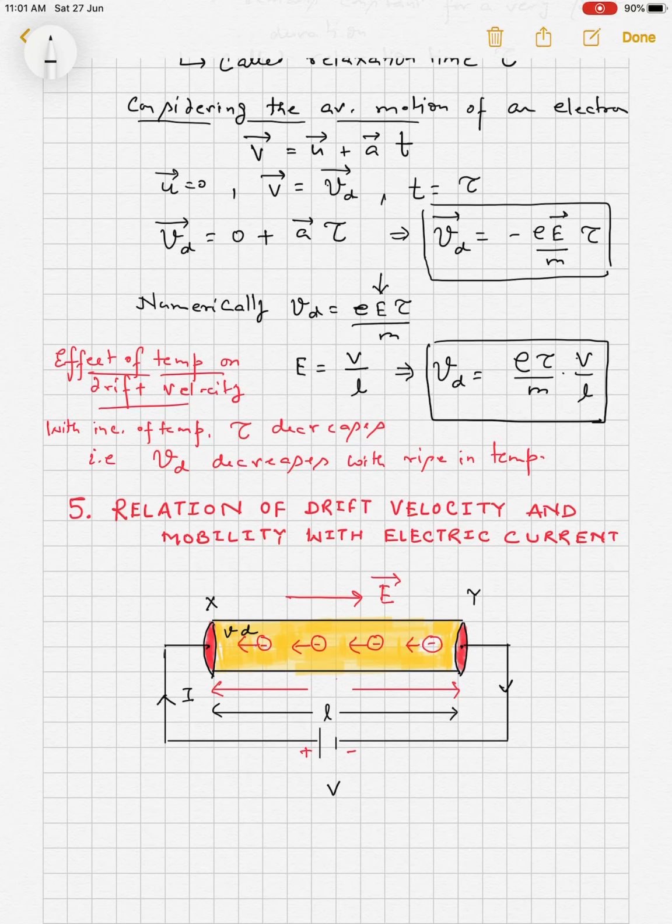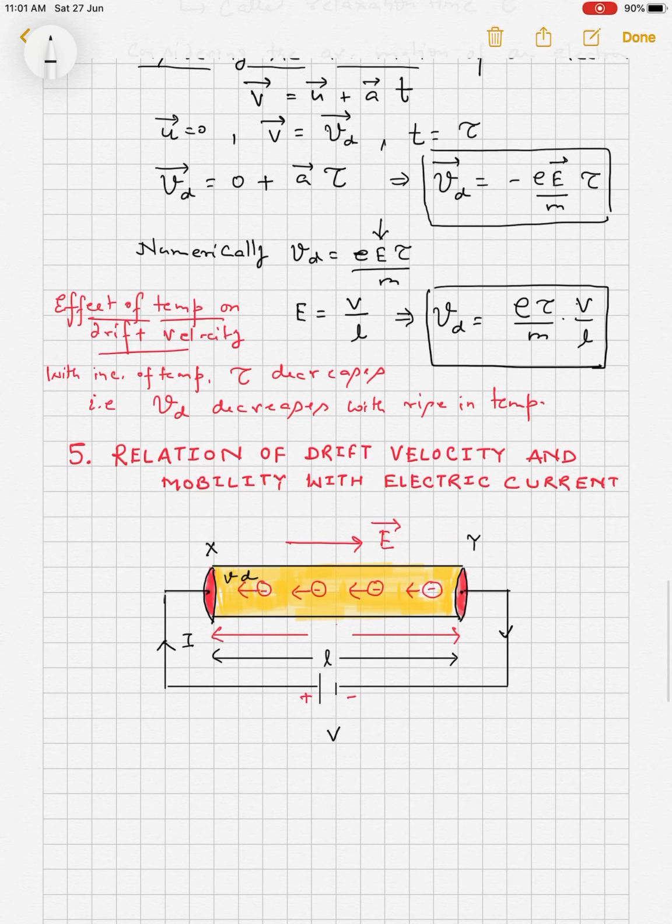So E equal to V by L. This is the relation between the electric field E and V: E equal to V by L. Due to this electric field, the electron gains a drift velocity vd opposite to the direction of electric field E.